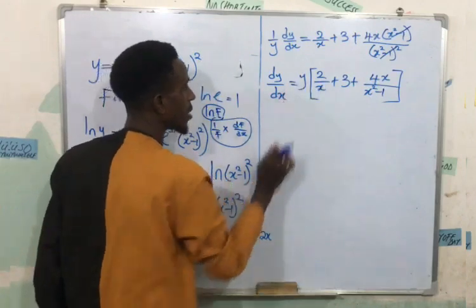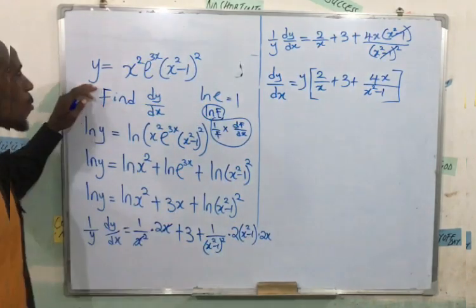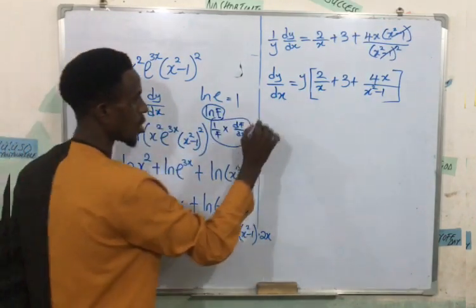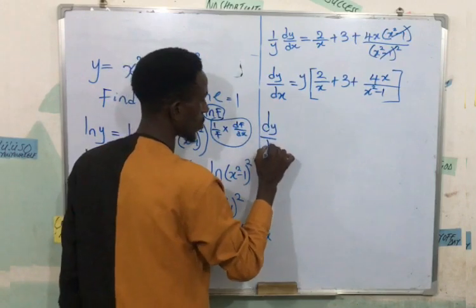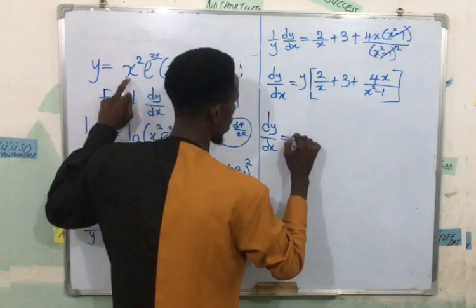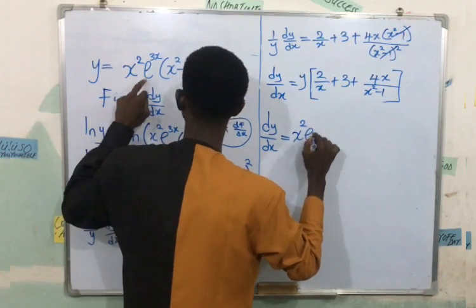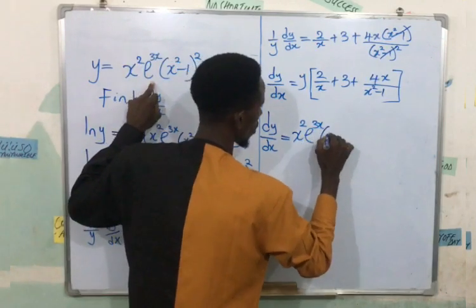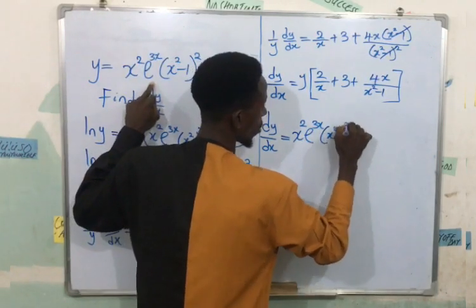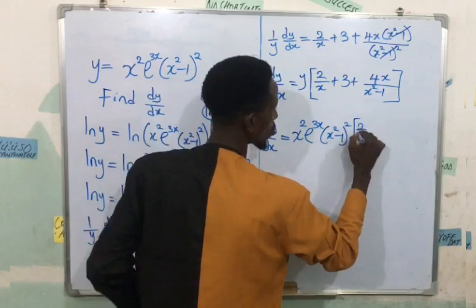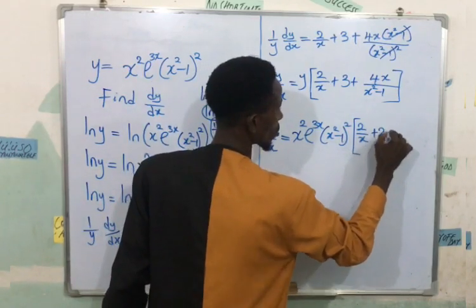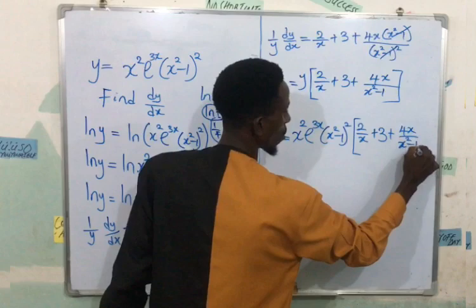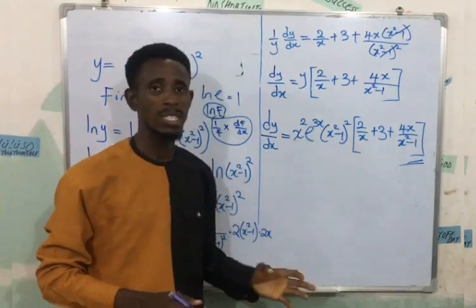Okay, now the value for my y is this. Look at the value for the y. So I'm going to substitute this value for y into this place. So I'm going to have finally dy dx is going to give me x squared e to the power 3x times (x squared minus 1) all squared, times (2 over x plus 3 plus 4x over x squared minus 1). So this is the solution.